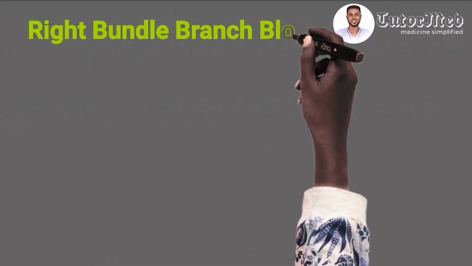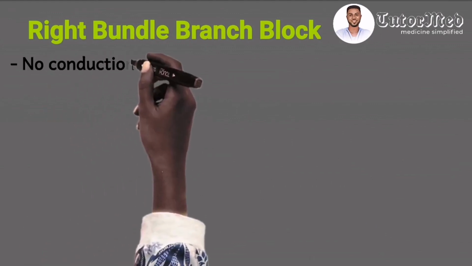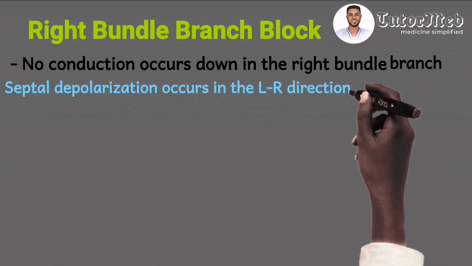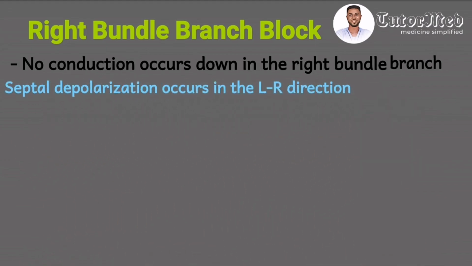Okay, let's begin with the right bundle branch block. Now, when there is right bundle branch block, there is no conduction of impulses down the right bundle branch. Remember, we said the septum is the first to depolarize and it occurs in the left to right direction. We established this in our lecture on the introduction to QRS complex.